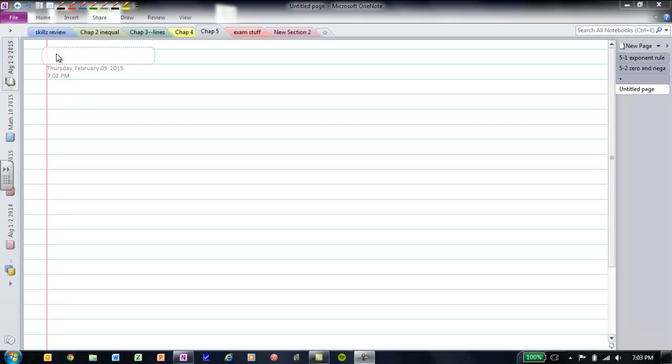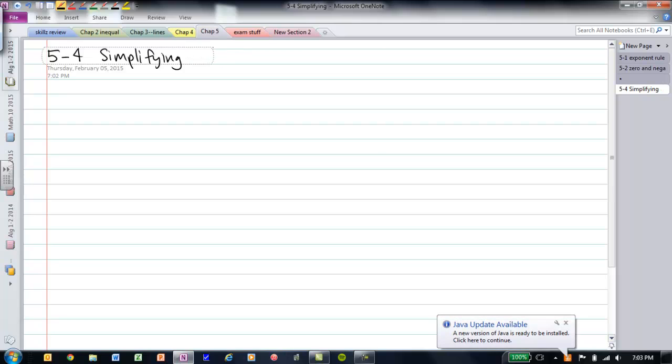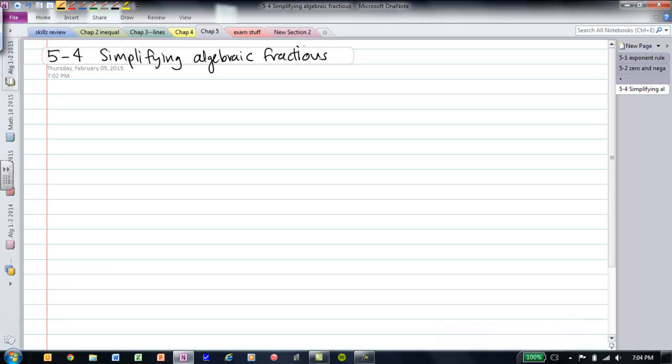This is the notes for Chapter 5, Section 4 on simplifying algebraic fractions. These are also known as rational expressions, but we'll talk more about that later.